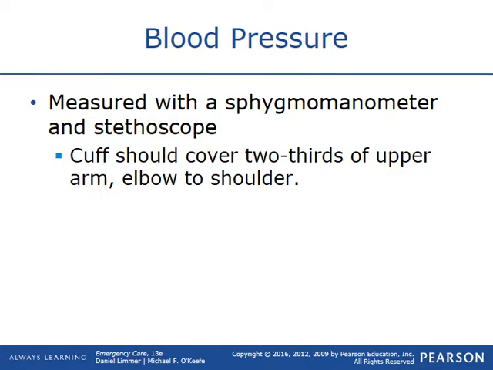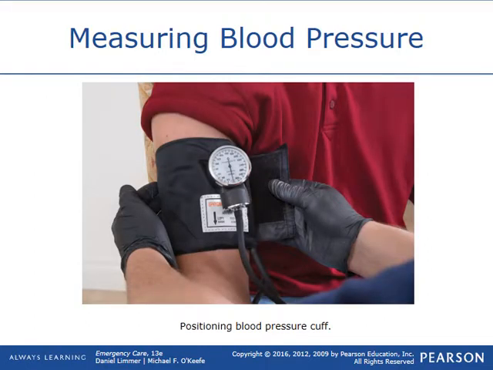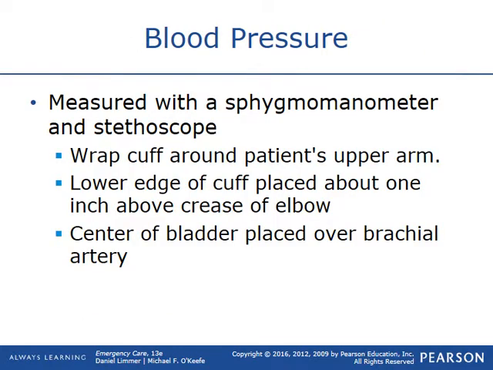Blood pressure is measured with a sphygmomanometer and a stethoscope. The cuff should cover 2/3 of the upper arm in the area of the elbow to shoulder. You'll wrap the cuff around the patient's upper arm. The lower edge of the cuff should be placed about 1 inch above the crease of the elbow, and the center of the bladder placed over the brachial artery.